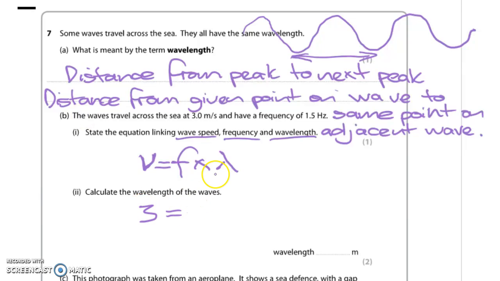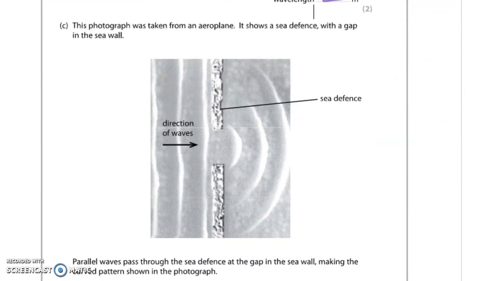The velocity is given as 3 meters per second, frequency is 1.5, and the wavelength is the thing that we're trying to find. If you rearrange that, okay, then we'll find out the wavelength is 2 meters. Easy couple of marks for us there.